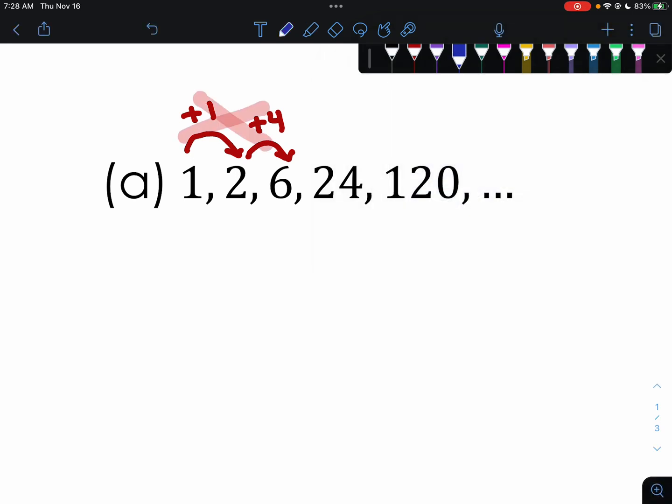So then I look at the geometric route. From 1 to 2, I would multiply by 2. From 2 to 6, though, I would need to multiply by 3. So we are not multiplying by the same thing each time, and this is not geometric. Since it's not arithmetic or geometric, it is neither.